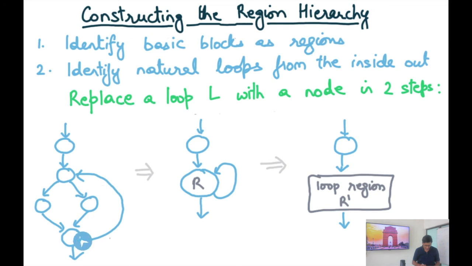In our particular example, if this was my control flow graph, and all these circles in the original control flow graph represent basic blocks, then after doing the first level of loop body regions, I'm going to get a graph like this, where R represents the loop body, and the back edge is still available in the control flow graph. And after doing the next level of region hierarchy, I'm going to get rid of the back edge, and this is going to be my loop region R prime.